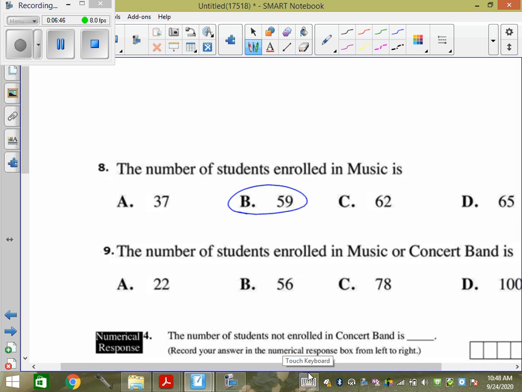The number of students enrolled, we want "or." Or is what shape? The snowman. So if I add up that whole snowman, how many was it? 100.